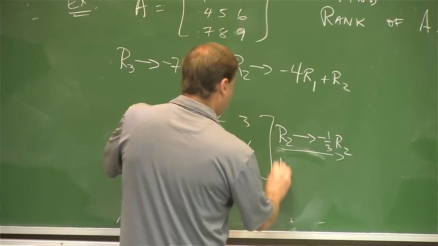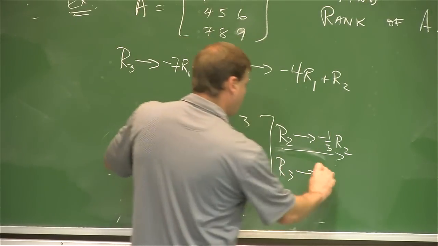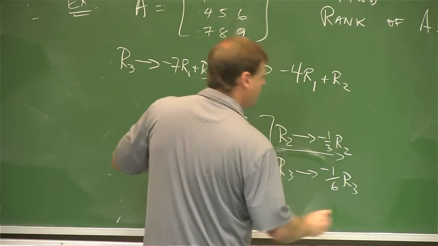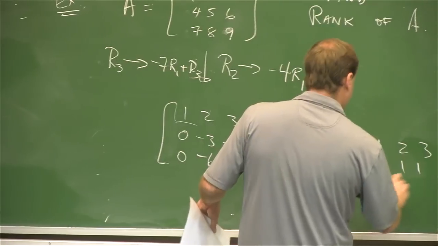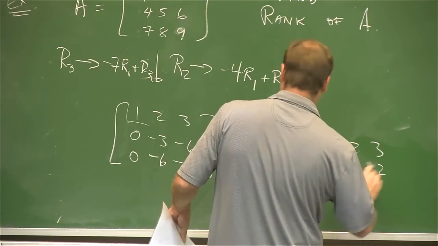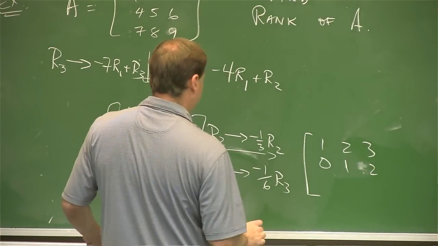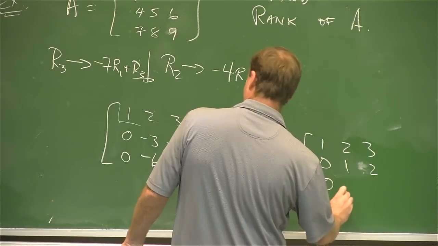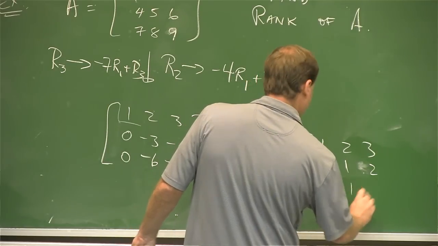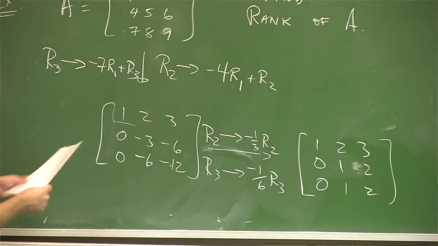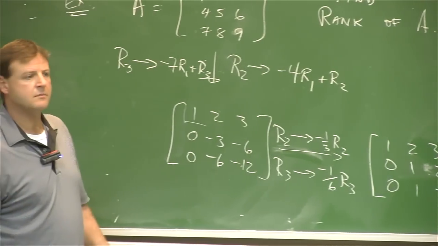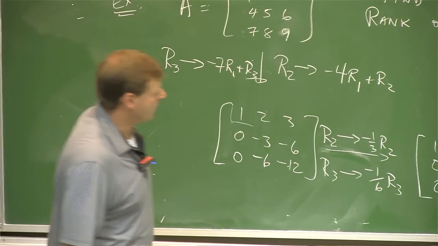And then I'm going to multiply row 3 by negative 1/6. So I have 1, 2, 3, 0, 1, 1, so 0, 2, 1, 2, and then 0, 1, 2. Okay, so now we're almost there.